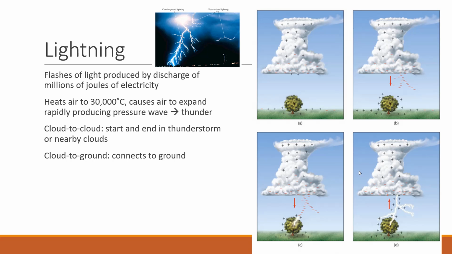Lightning is a side effect of thunderstorms. So lightning is a flash of light produced by the discharge of extreme amounts of electricity. It will heat the air to extreme temperatures, more than 30,000 degrees, which causes the air to expand, which rapidly produces a pressure wave, and that is thunder. So lightning produces the thunder, which is why thunder comes later. Also, sound moves slower than the speed of light. We can have two types of lightning. We can have cloud to cloud, so they will start and end in the thunderstorm or nearby clouds. And we have cloud to ground, where it actually connects with the ground, and that's the one most people are more concerned with.